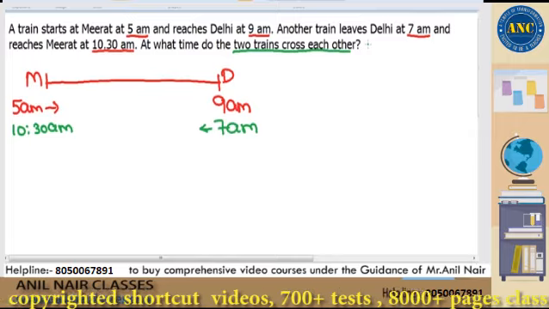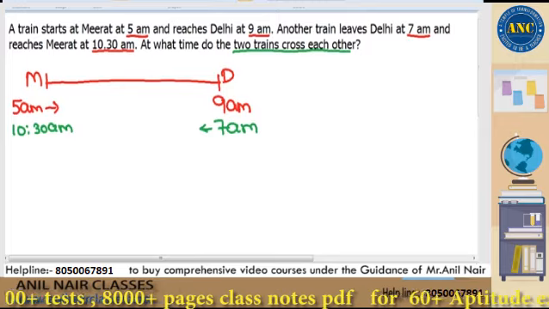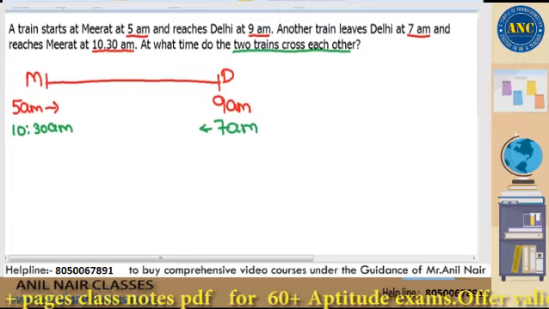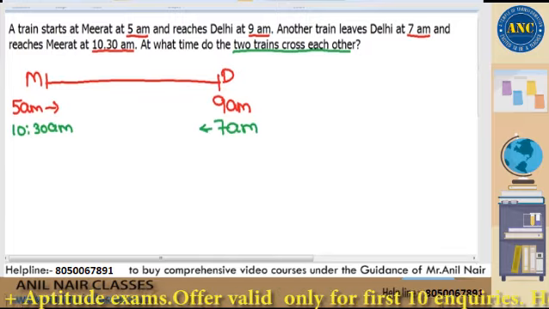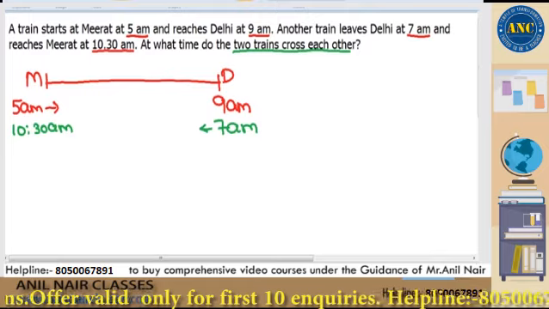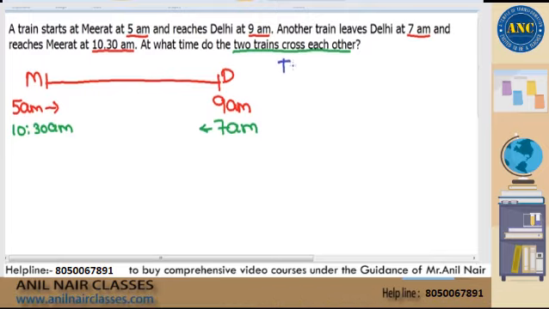Now listen to this carefully, sir. Same analogy I'll implement. I will only implement one particular logic which we kept on discussing from part 1 of time, speed and distance. That is nothing but distance is constant. You will understand the importance of this in such high level questions. First of all, time taken from Meerut to Delhi, how much is it? 5 o'clock to 9 o'clock is 4 hours. Similarly, time taken from Delhi to Meerut, 7 o'clock to 10:30 a.m., is 3.5 hours. 3.5 hours is nothing but 7/2 hours.